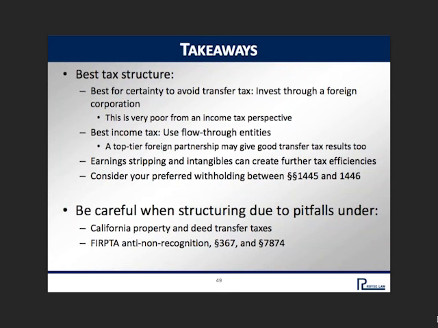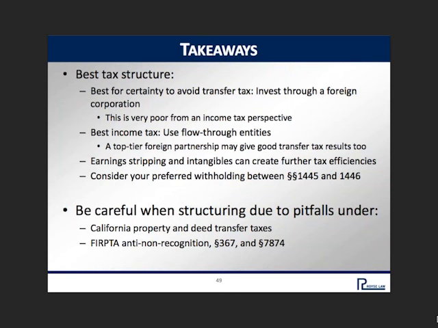I also make a note that intangibles can create further tax efficiencies. I mean that from a California state perspective. California state intangibles, like interest on debt, for instance, will often not be sourced to California if you plan it right. So that's a way to avoid California state income taxes.